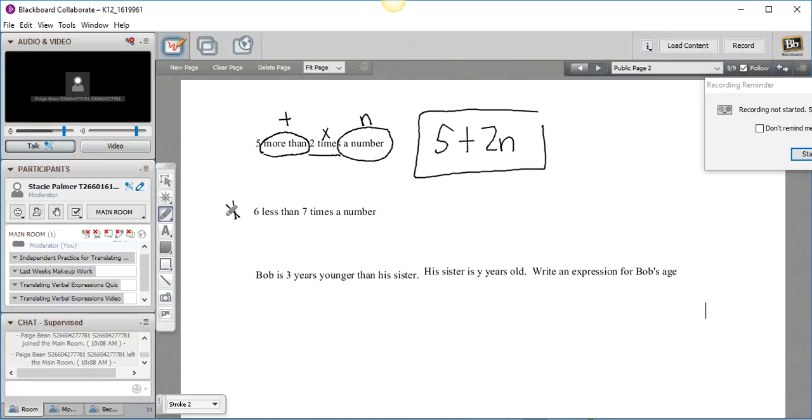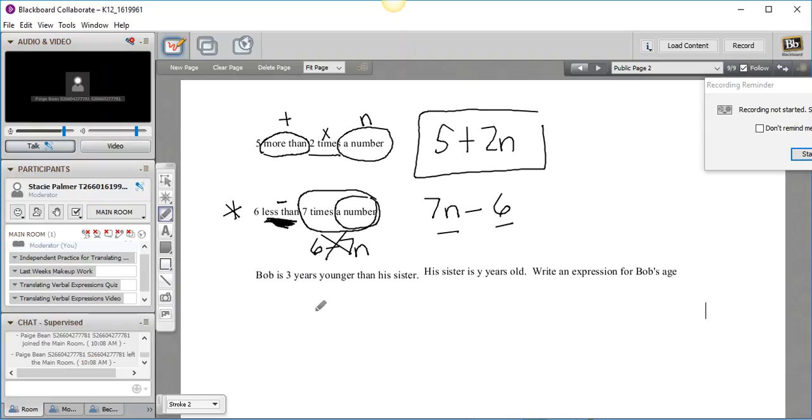Okay. Now this one is really tricky. Please do not miss this on your quiz. Okay, remember that less than? Remember how I told you that's tricky? You can't just substitute a subtraction right here. This is 6 less than 7 times a number. So we have to write down the expression for 7 times a number first, and then we have to do 6 less than that. Okay. If you do this, that is wrong. You have to do 6 less than 7 times a number.